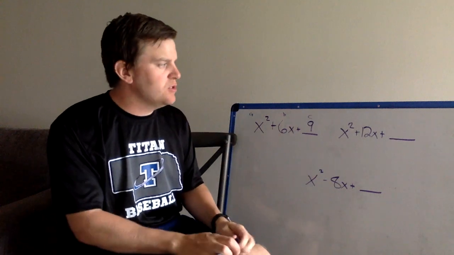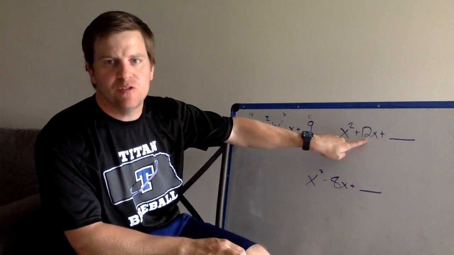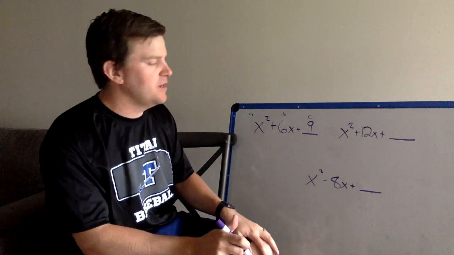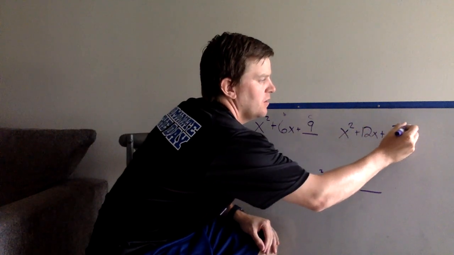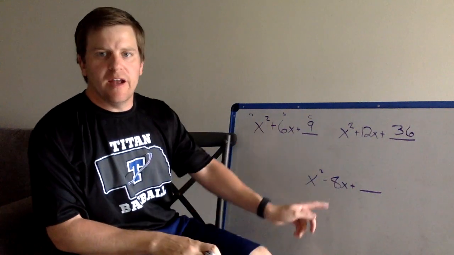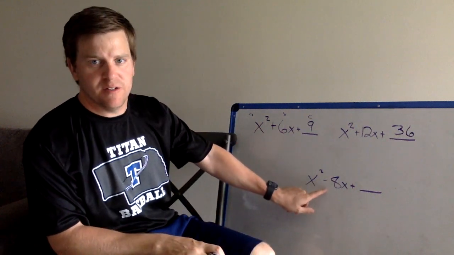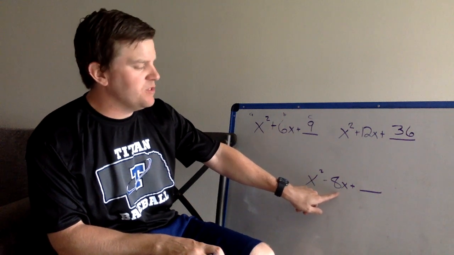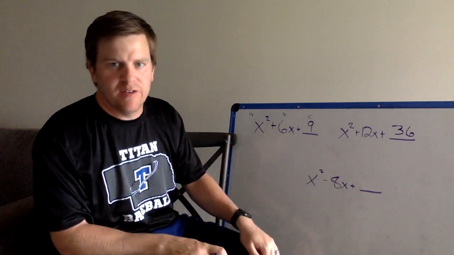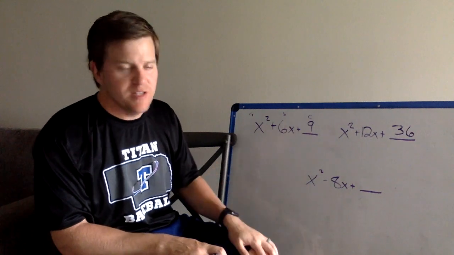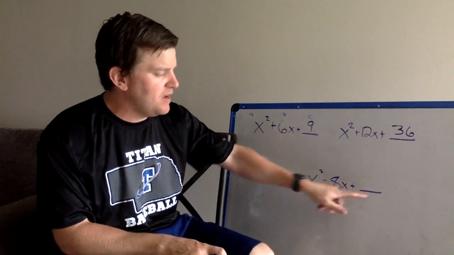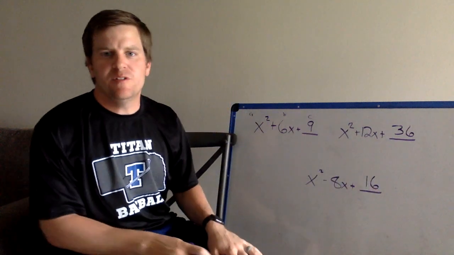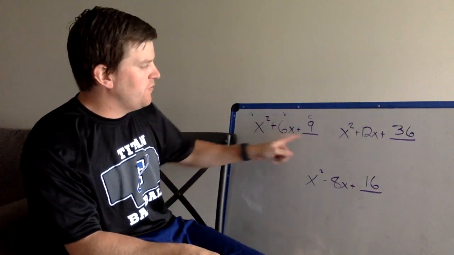If we look at number 2 here, we're going to take half of 12. Half of 12 is 6. 6 squared, 6 times itself, is going to be 36. Now this bottom one, the only difference is there's a minus here. So think about half of negative 8 is negative 4. But then when we square it, two negatives give us a positive anyway. So the negative really doesn't matter in this case. It's still going to be a positive. 4 squared is 16.